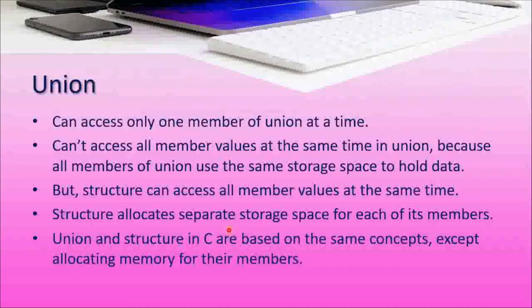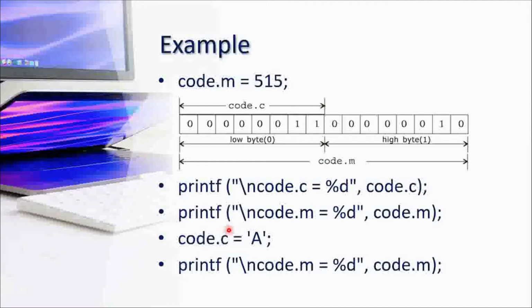Then structure allocates separate storage space for each of its members, which we have already discussed. Union and structure in C are based on the same concept, as we have said. The only difference in the declaration is the struct and union keywords, and reading the values from a structure as well as a union is done the same way, using the dot operator. The difference lies in allocating the memory for their different members. So now let's see a small example.